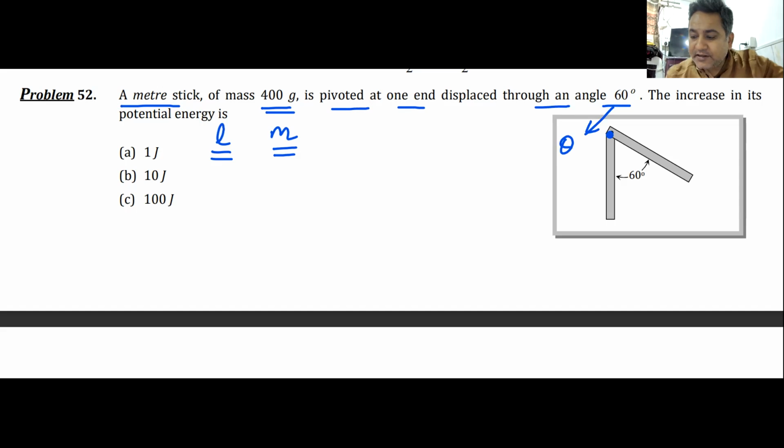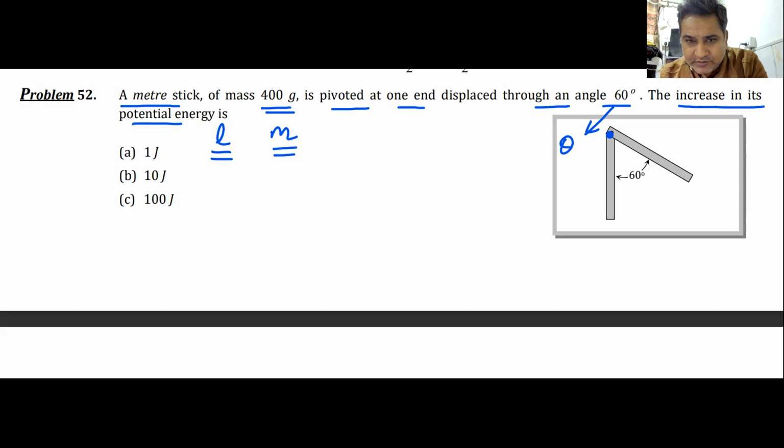The angle it is turned is theta. Find the increase in the potential energy. You have to find out how much the potential energy has increased. It has definitely increased because the rod has moved up. Therefore, the potential energy has increased.